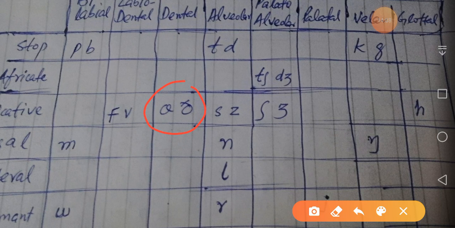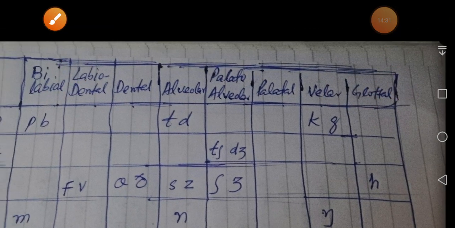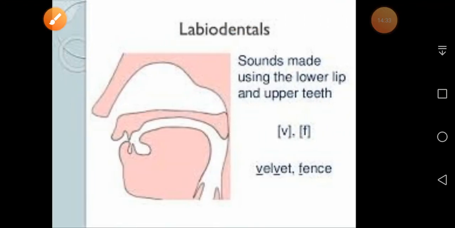Okay, and now let me take you to this pair. What happens, not the tip this time, but the blade of the tongue moves upward towards the alveolar ridge, and the air is constricted. And let me take you to the pictures so that it is easy for us to understand.